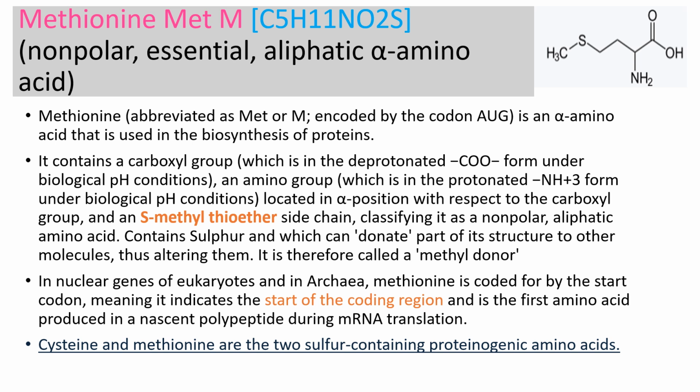In nuclear genes of eukaryotes and in archaea, methionine is coded for by the start codon, meaning it indicates the start of the coding region and is the first amino acid produced in a nascent polypeptide during mRNA translation. This is the first amino acid that is produced, right? So always remember this by number one, just M number one. This is the start codon.